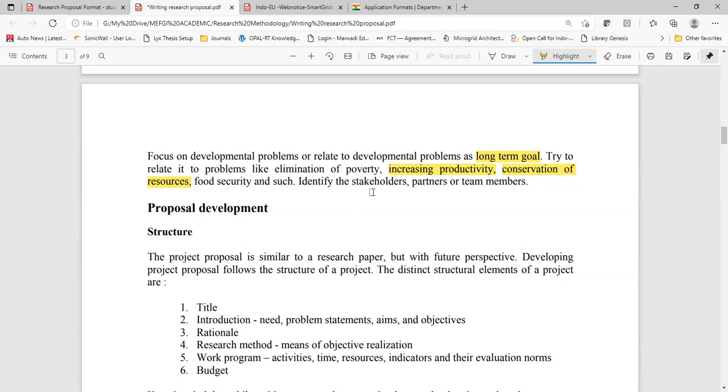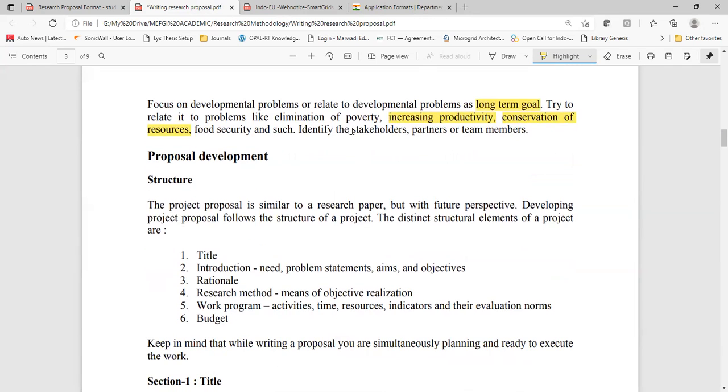Identify the stakeholder, partner, or the team members. Who is a stakeholder? Now tell me, are you aware of this term stakeholders? Are you aware of the term stakeholders?